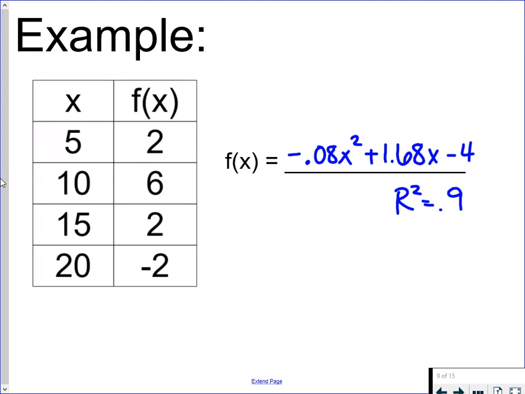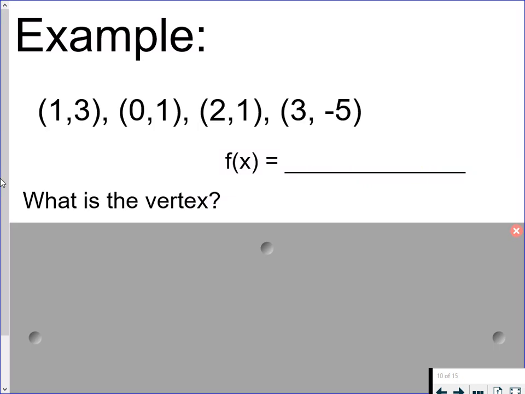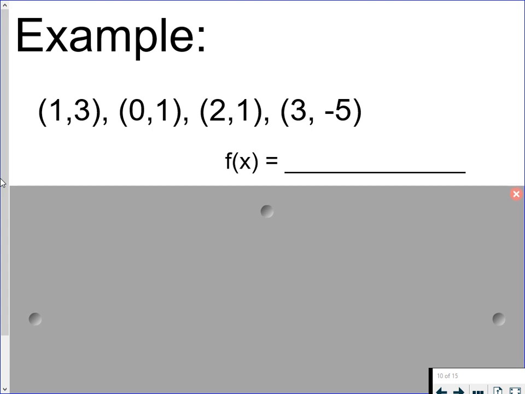Any questions on this so far? Please let me know if you're getting anything different on your calculator, so I can help you. Okay. All right, go ahead and do this problem.